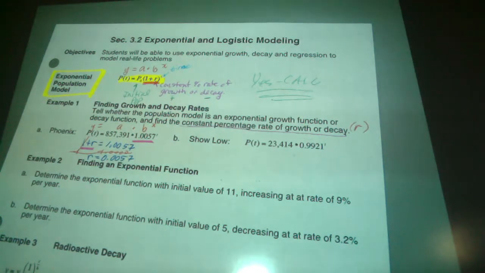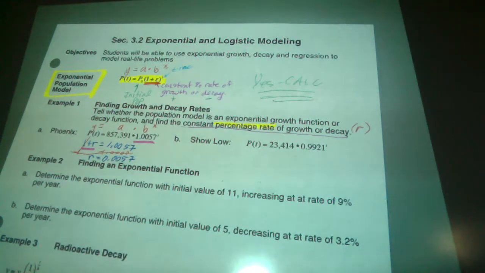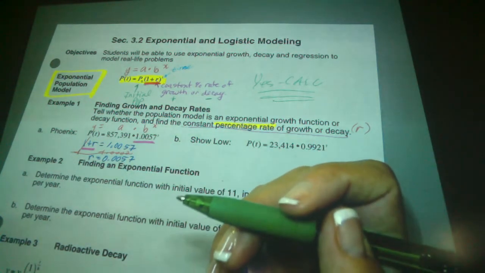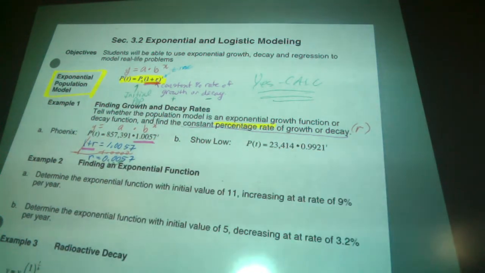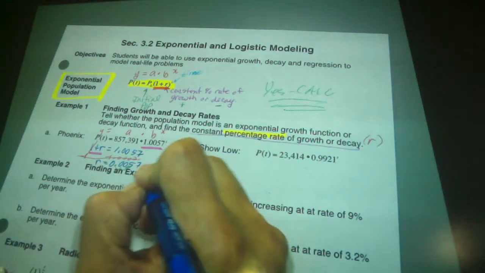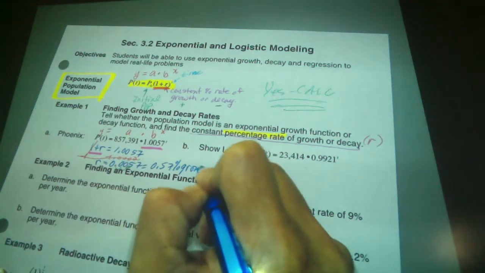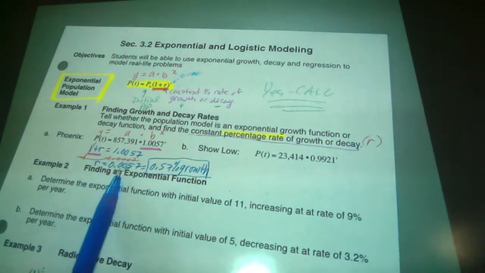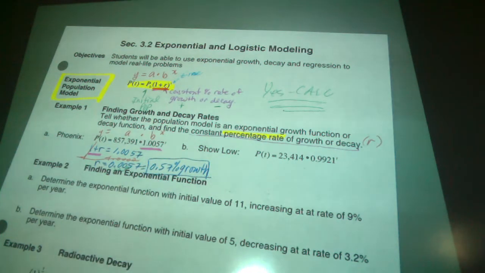Okay, but note that it wants the percent rate. We want the percent rate. Is that in a percent form? No. How do you change something to a percent? Multiply it by 100, or you move your decimal point 2 places to the right. So I move my decimal 2 places to the right, so that equals 0.57%, and it's growth. And it's growth because of one of 2 reasons. My R is positive, or the 1.0057 is greater than 1.